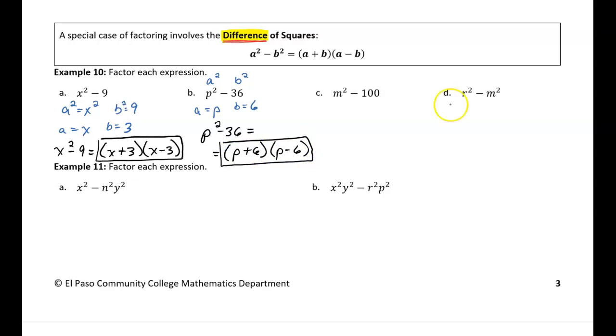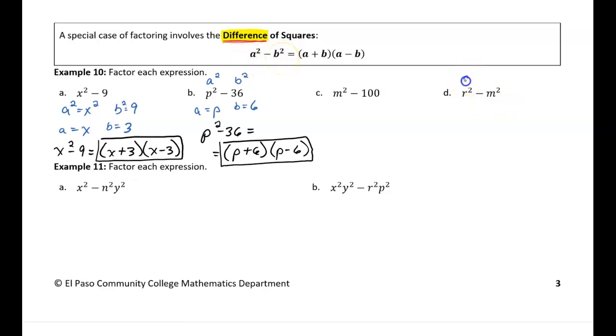Let's jump to the last one. Let's jump to D. It's a little different. I have r squared. Okay, we can deal with that. But then I have minus m squared. So I don't have any numbers here. But it's still a nice square, subtraction, nice square, right? It's still following the pattern of a difference of squares.